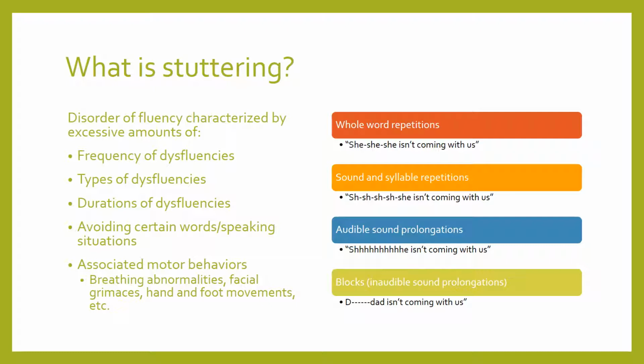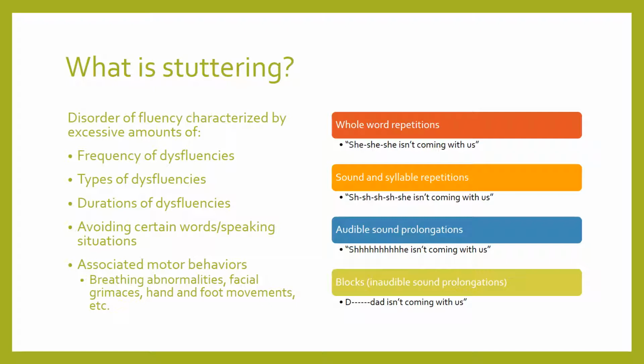There could also be audible sound prolongations where they're holding out that sound. Typically at the beginning, it may be other places in the sentence. They might say, sssshe isn't coming with us. Or they can have blocks where we have inaudible sound prolongations. This is usually on stop sounds, which we'll talk about different types of sounds later. But that's where we're really putting that effort into getting that sound out. So we might say, D-dad isn't coming with us. Okay, they're really forcing that sound out.